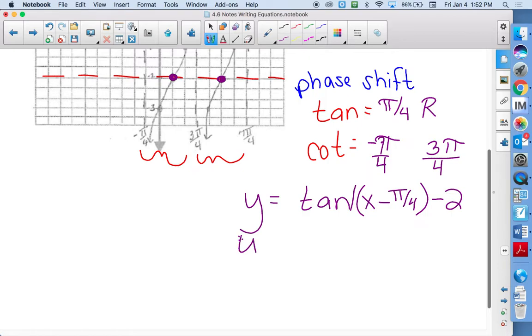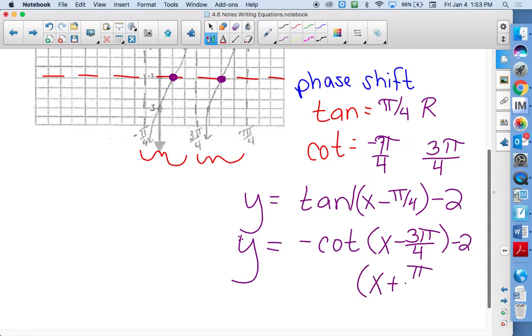And then for cotangent, Libby, do you have a cotangent? Negative cotangent, x minus 3 pi over 4 in parentheses, and then minus 2. Or you could have x plus pi over 4. Either one of those work. You could even have x minus 7 pi over 4. Any of the asymptotes is a phase shift. But that one's negative because this is the reciprocal of a positive cotangent graph. Questions?